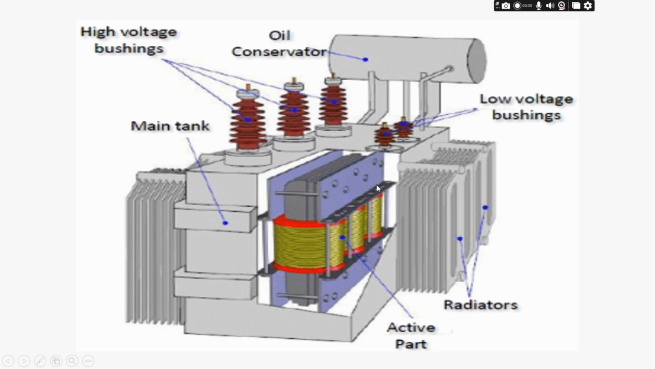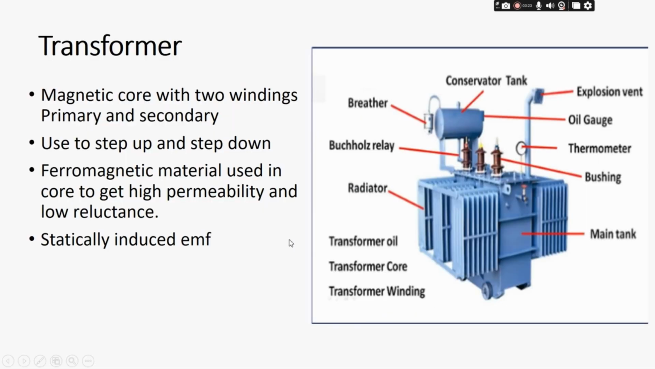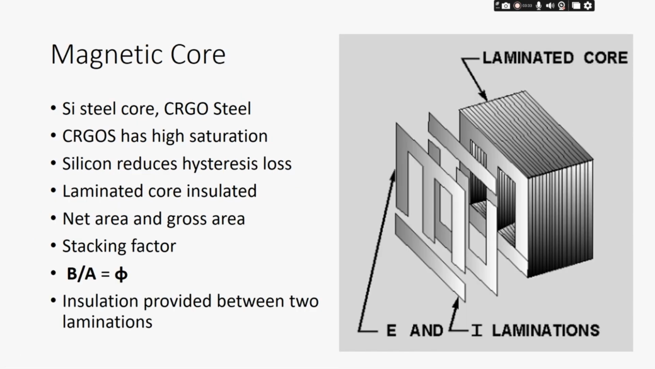So this is just one cross sectional view of the transformer. Then there will be this conservator. There will be one relay called Buchholz relay, and these are radiators just to release the heat from the oil. Then this is another good example of this transformer. So we are not going to go through the physical representation of the transformer.